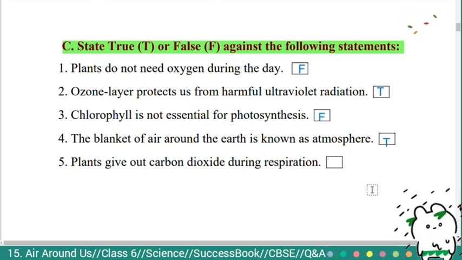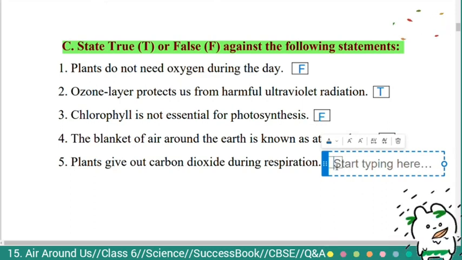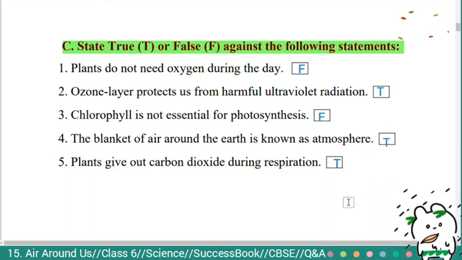Fifth, plants give out carbon dioxide during respiration. True. Plants give out carbon dioxide during respiration. It is true.